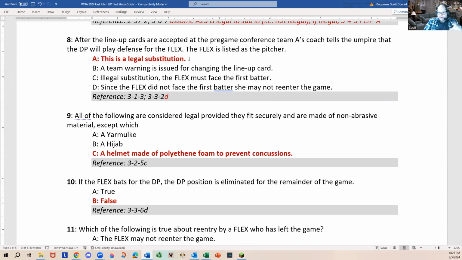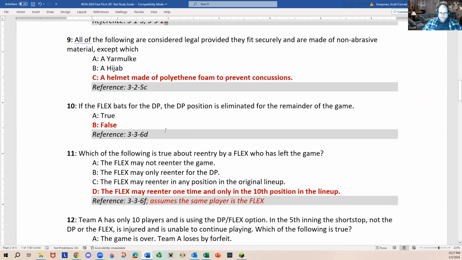Well, that DP and that flex are sort of connected, and we can take the flex out and say, well, the DP is going to do whatever the flex was going to do on defense. And now it's a perfectly legal substitution. You would consider it that without getting into more detail about a DP and flex. It's a legal substitution. You will want to look at rules 3-1-3 and 3-3-2, specifically subpoint D.